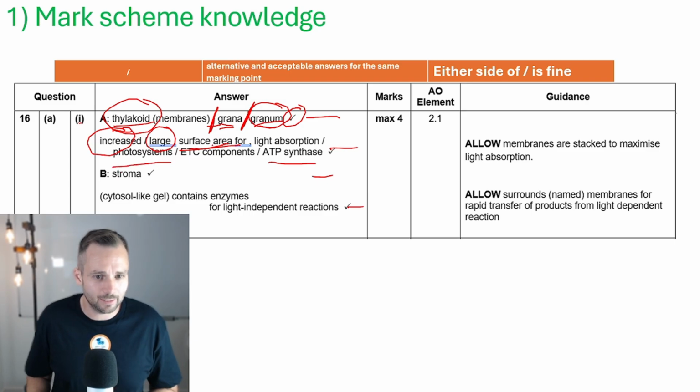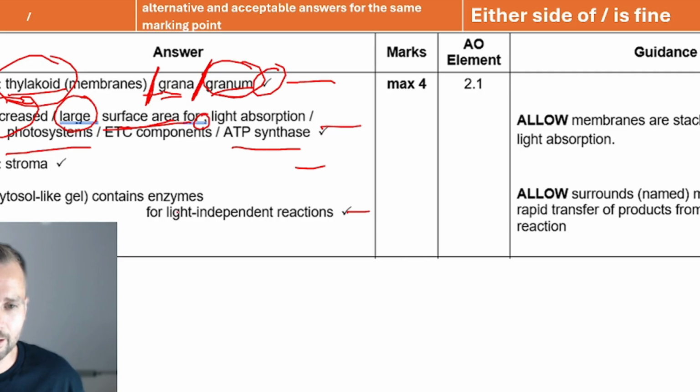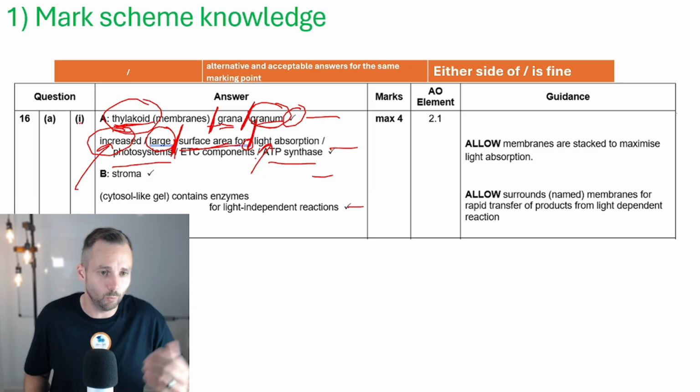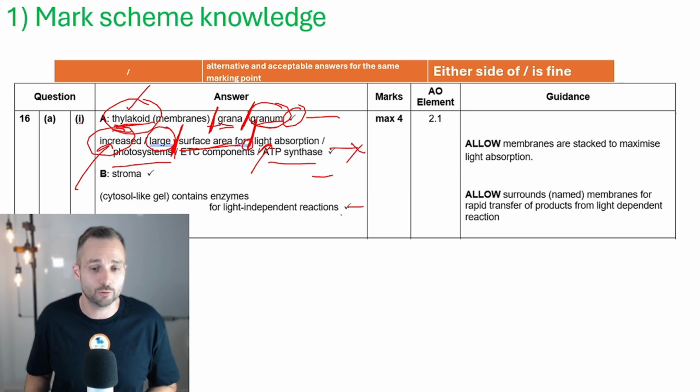And you'll notice there's a little comma just here, and every time there is a comma, you need to have everything between the commas, and there's one just there I scribbled over. So you have to have some phrase here that says surface area. So if you just said a thylakoid increased for light absorption, well, you'd get 1 more mark for thylakoid, but you wouldn't be credited this mark.